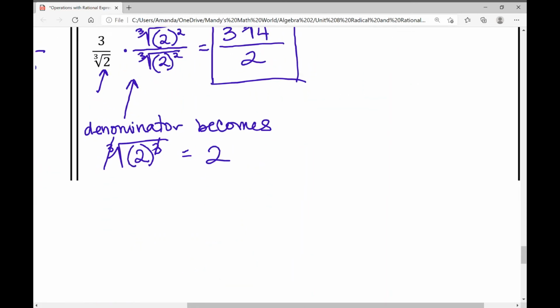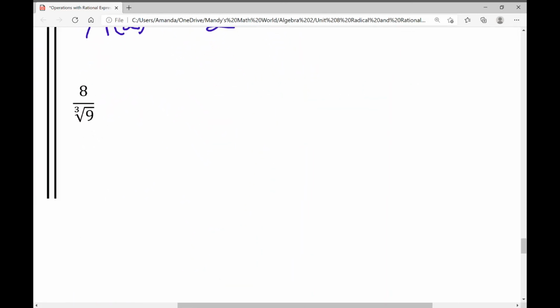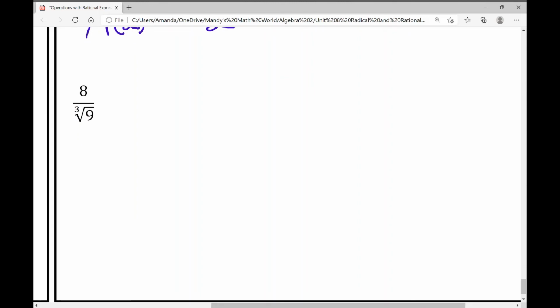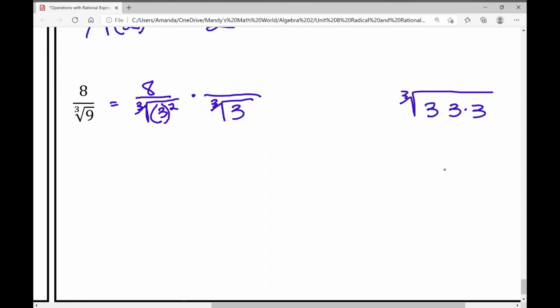Let's move on to the last and final problem. So 8 over the cube root of 9. Well, the first thing I'm going to do is rewrite the cube root of 9 as the cube root of 3 squared. So by writing 9 as 3 squared, what do I need to get rid of that radical? Now I need the cube root of just 3. I only need 1 more 3 because I need 3 times 3 times 3 to get rid of it and pull 1 out.